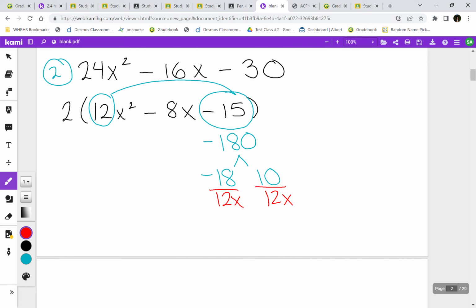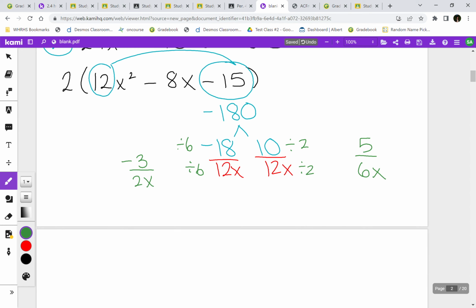I can simplify both of these fractions, which is totally fine. The first one, I'm dividing top and bottom by 6, and we're going to get a negative 3 over 2x. For the second one, I'm dividing top and bottom by 2, and I'm going to get a positive 5 over 6x. So now we're going to write out here are our 2 fractions.